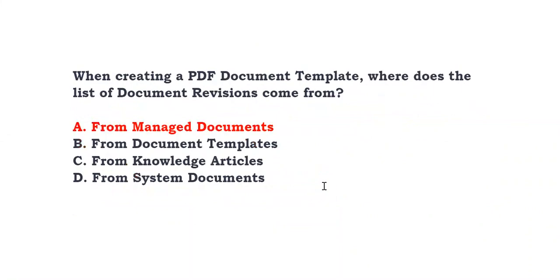And next question is, when creating a PDF document template, where does the list of document revision come from? Option A, from managed documents. Option B, from document templates. Option C, from knowledge articles. And option D, from system documents. Correct answer is option A.